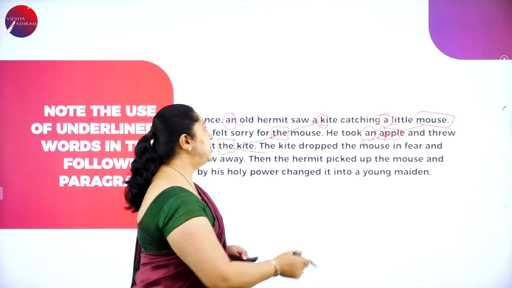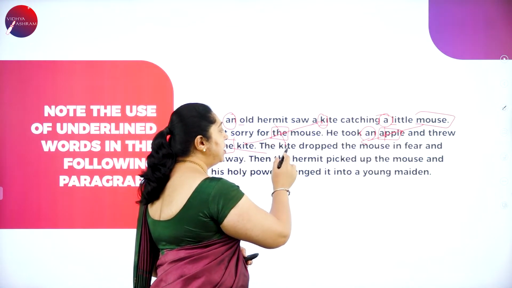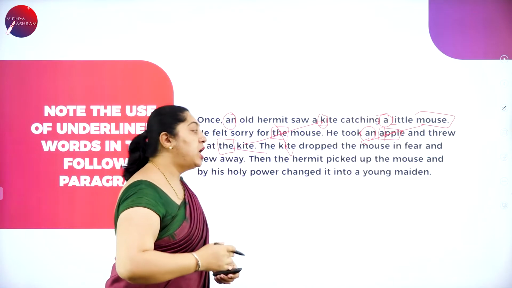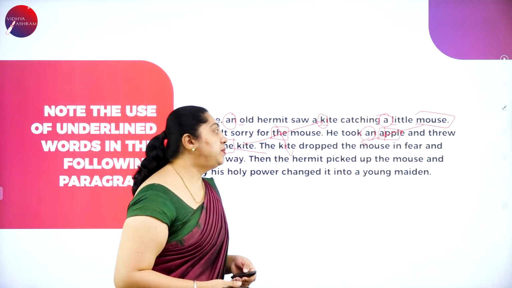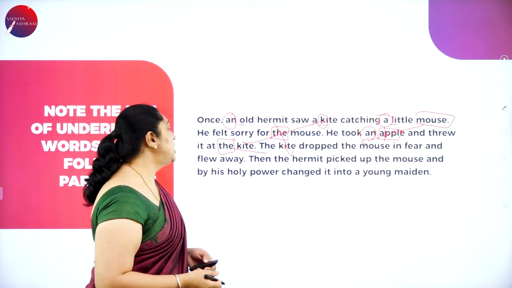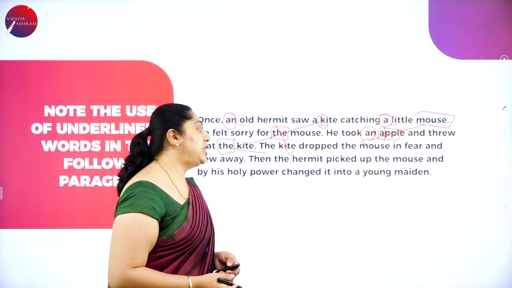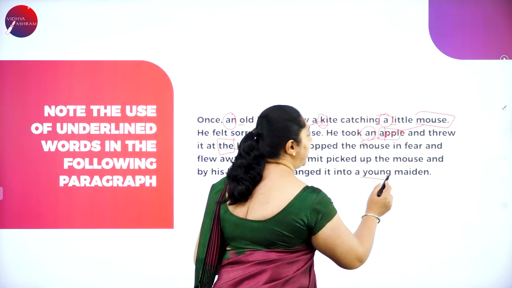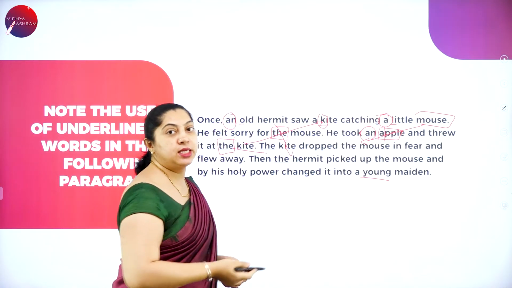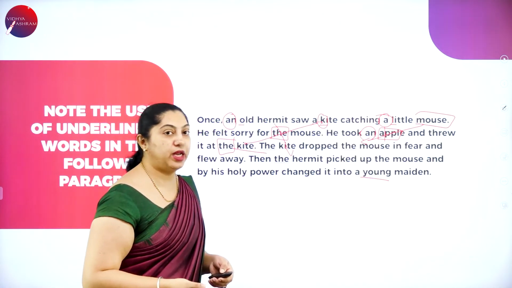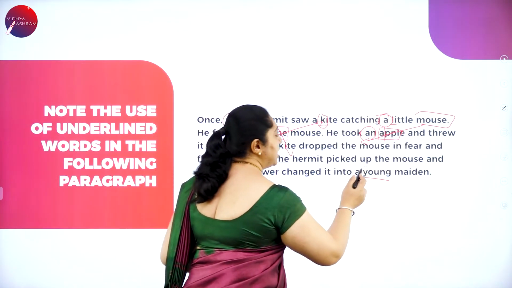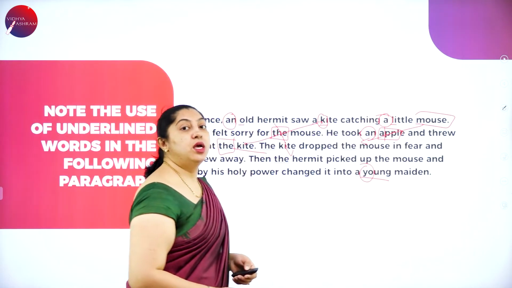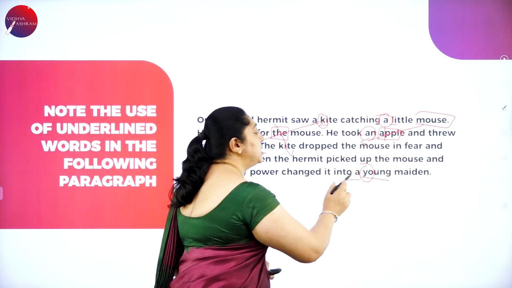Then the hermit. It refers to the same hermit. So the hermit picked up the mouse and by his holy power changed it into a young maiden. Here, young maiden is nowhere mentioned in the paragraph before. Young: Y is a consonant letter, so article a is used.